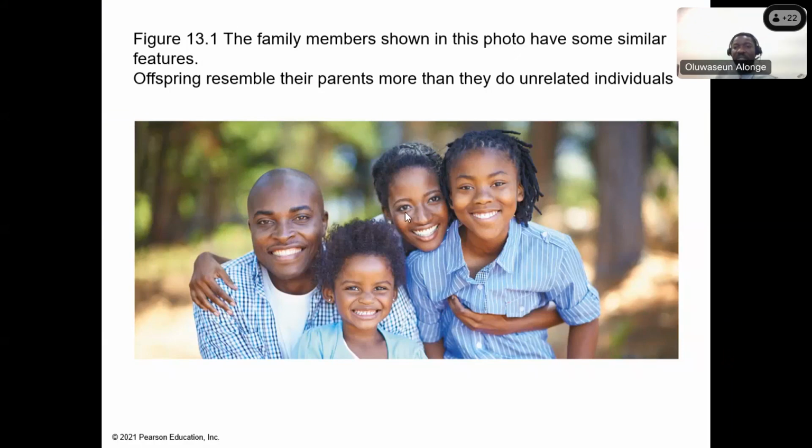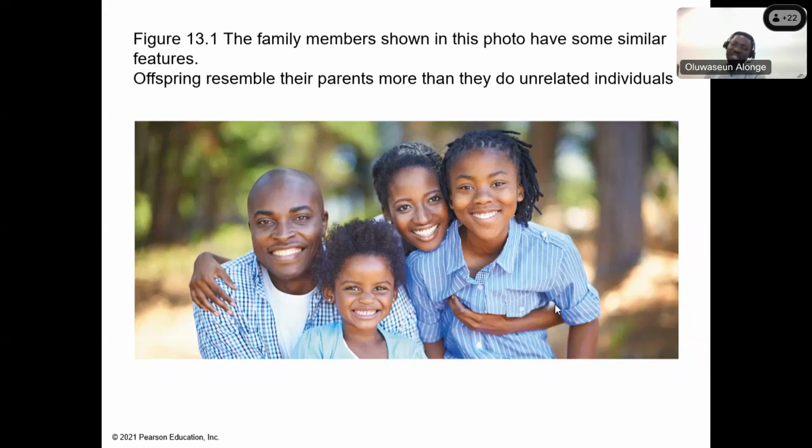All right. So the family members you can see in this video have some similar features. The different offspring resemble their parents more than they do unrelated individuals. Now, I will talk about this later. Let's go. So when you see the parents now, the man produced sperm, which is going to be produced by meiosis, reduce his normal body cells to half, so that the woman also does the same thing, and then the two come together, fuse together, and produce the individuals.